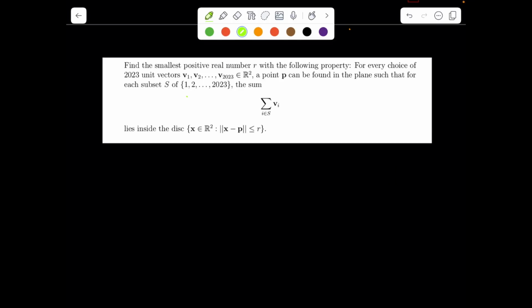Good morning, and let's see this problem. It's a very nice problem and beautifully crafted, based on just summation of vectors.